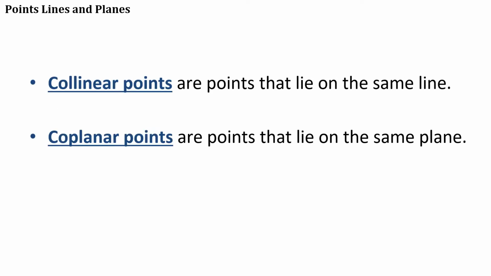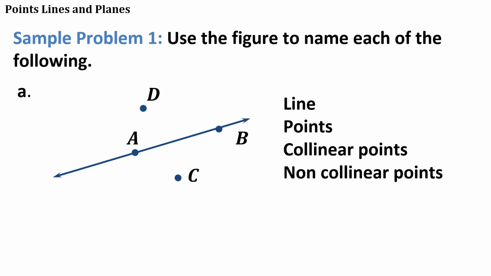And I already talked about this. Collinear points are points that lie in the same line. That means if I have a few points that are together in the same line, those are collinear points. If they are not together in the same line, those are called non-collinear points. Now, coplanar points are points that lie in the same plane, but are not necessarily collinear points.